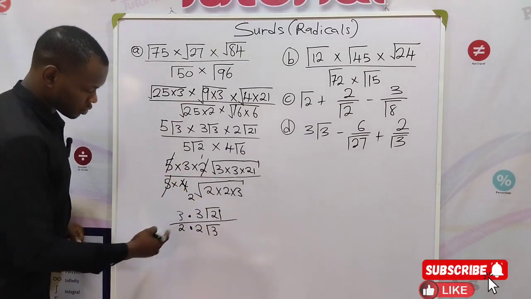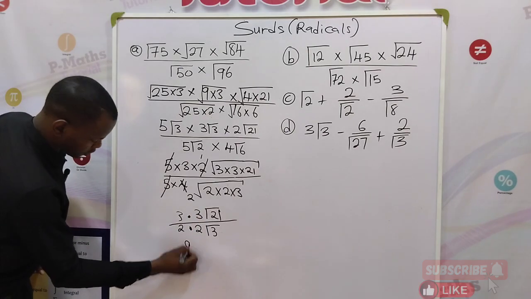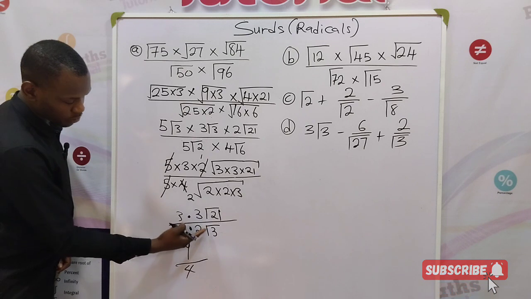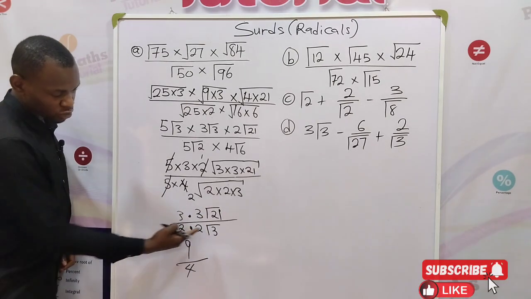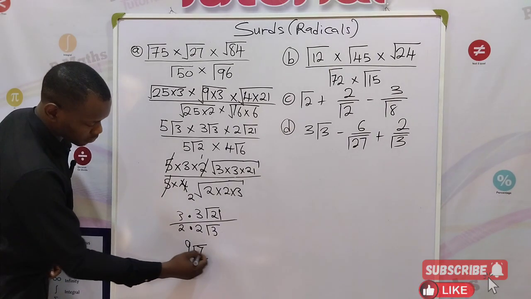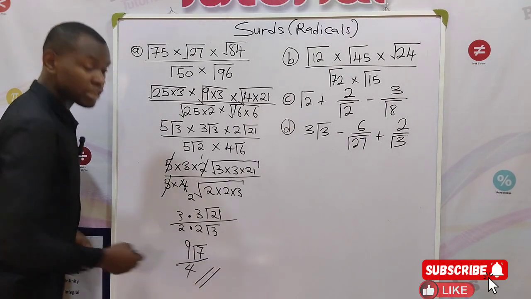So to solve further, 3 times 3 is 9. 2 times 2 is 4. For this one, 3 can divide 21. So square root of 3 divided into square root of 21 should give us the square root of 7. And that becomes the solution.